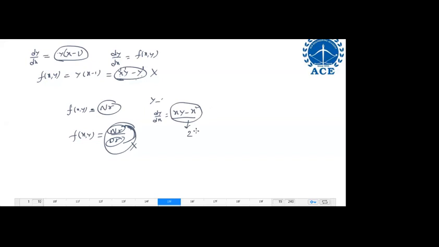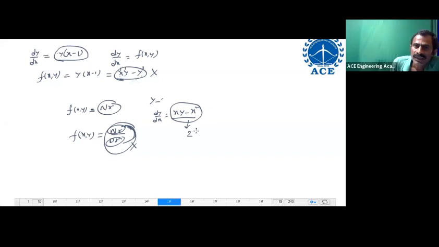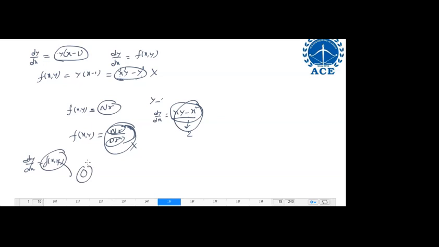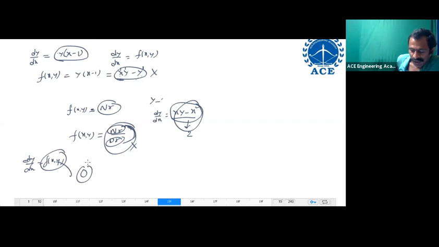But we cannot solve this by our homogeneous method. This function is a homogeneous function with degree 2. But according to our homogeneous method, what is the condition? For dy by dx equal to f of x comma y, this function should be a homogeneous function with degree 0 only. According to our method, the condition is that the function should be homogeneous with degree 0. But here the function is homogeneous, but not of degree 0. That is why we cannot solve this by our homogeneous method.